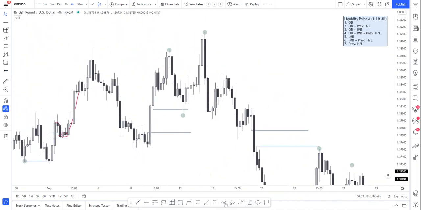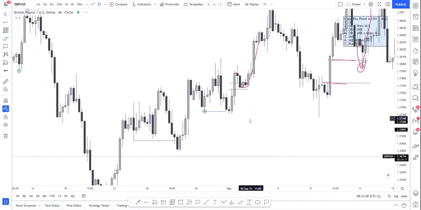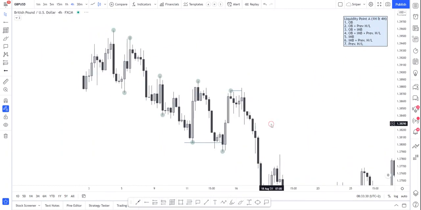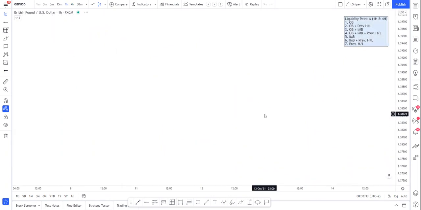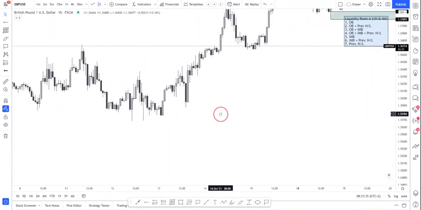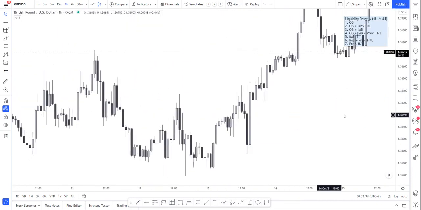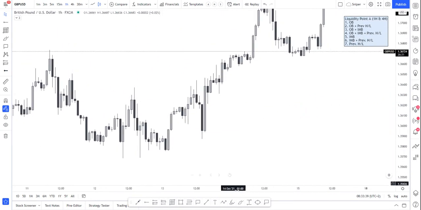Here we have number 5 as well, where we just have the imbalance. Price taps into the imbalance and then moves towards the upside. Let's look for a number 4, one of my favorites. It also depends on the time frame. Sometimes I can find it on the one time frame and then not on the other time frame. So here's a very good number 4. Can you guess why? I hope you can.